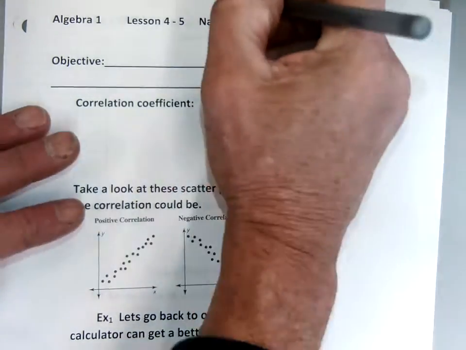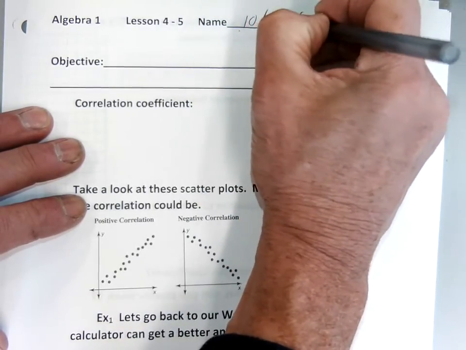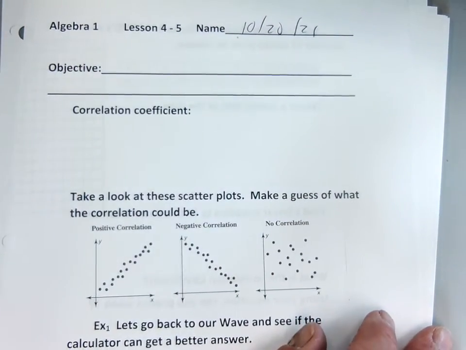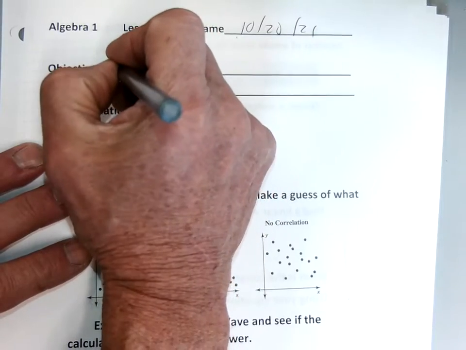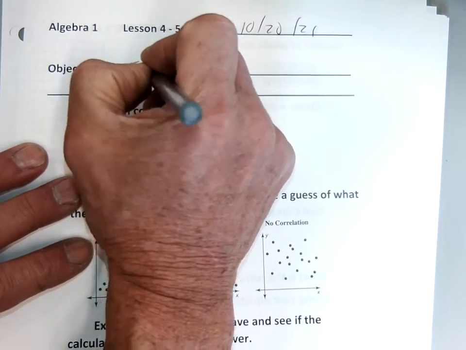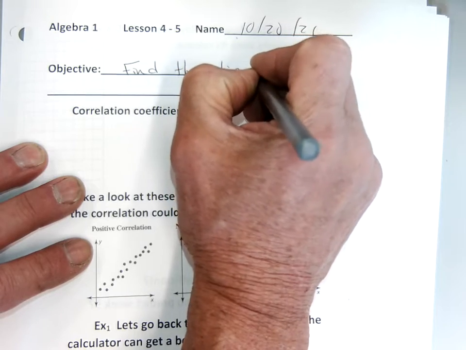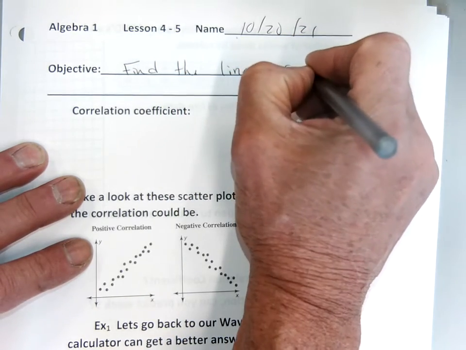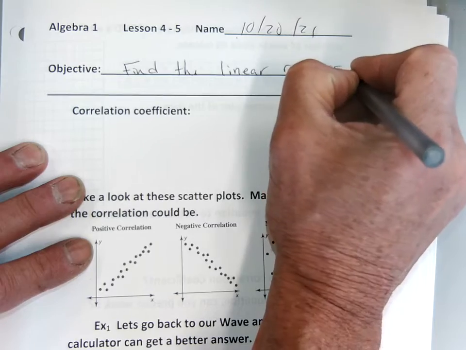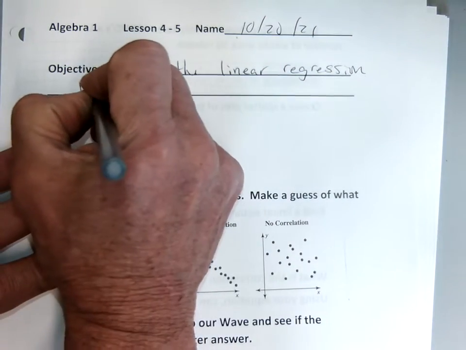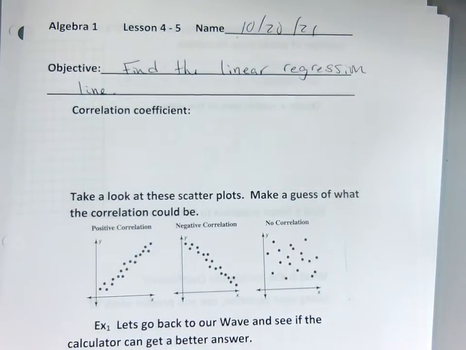All right, so first of all, let's take a look at this. So we've got 10, 20, 21. And our objective today is to find the linear regression line. Okay, write that down and I'll tell you what that means.